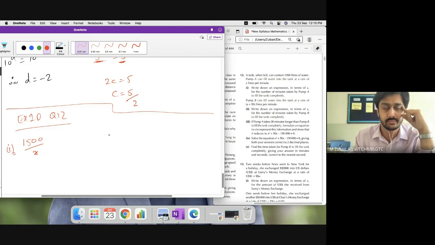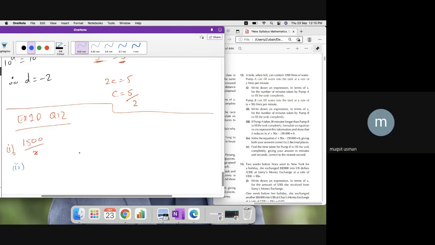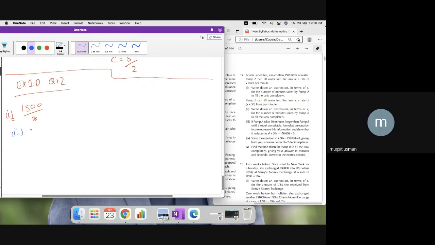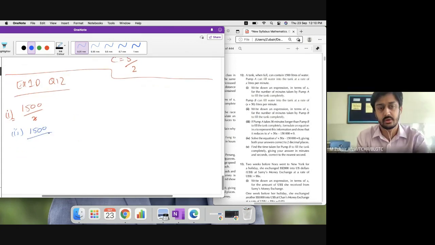Any confusion? No, sir. Second part says pump B can fill water into the tank at a rate of X plus 50 liters per minute. So the time is 1500 over X plus 50. Yes, 1500 over X plus 50.